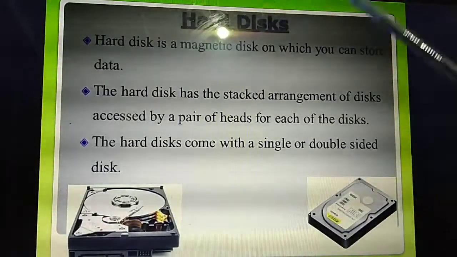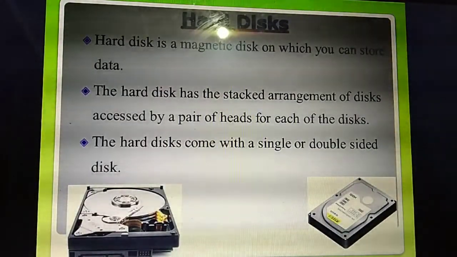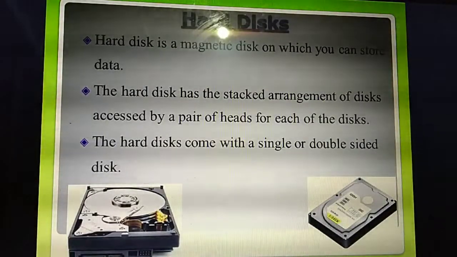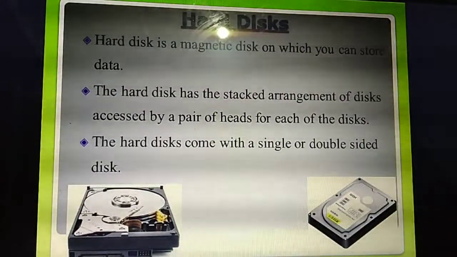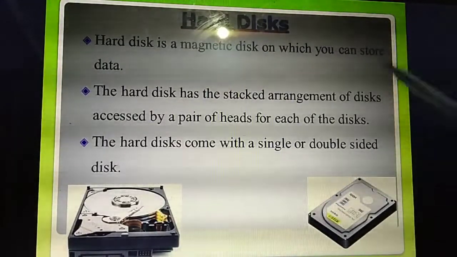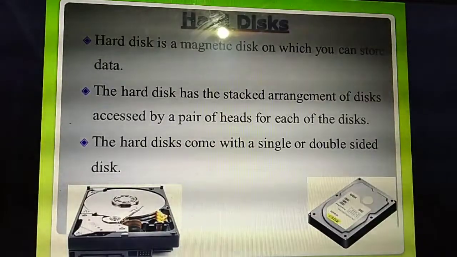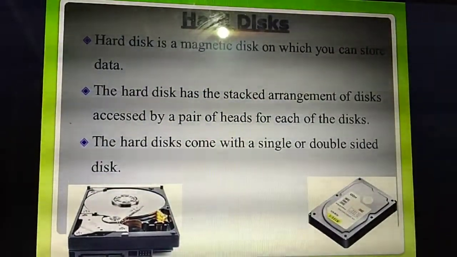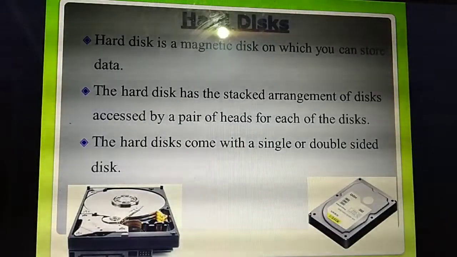The system can access the data by the head structure from the hard disk. This hard disk can be a single or double sided disk. Understand? See this picture, this is an external view of the hard disk. In this hard disk you can store the data. How is it arranged in the CPU? It is a stack arrangement, one by one, first you place one, next above it you place another. How is the data accessed from the hard disk? By a head position, or a pair of heads for each disk you are mounting in the CPU. From the heads of the particular hard disk you can connect and get the information. This hard disk has single sided hard disks as well as double sided hard disks.